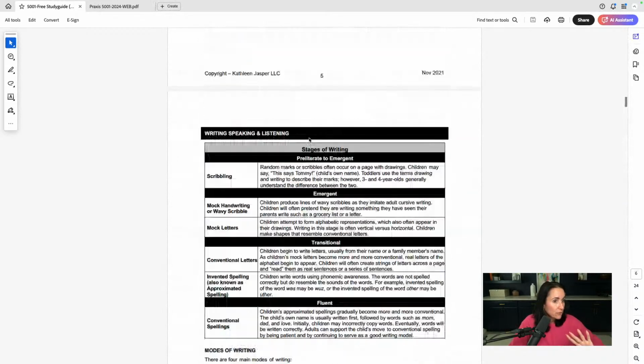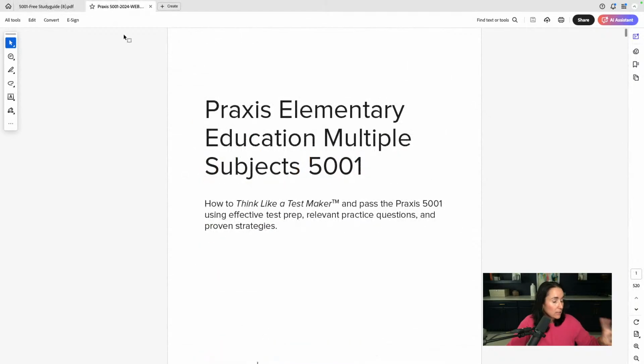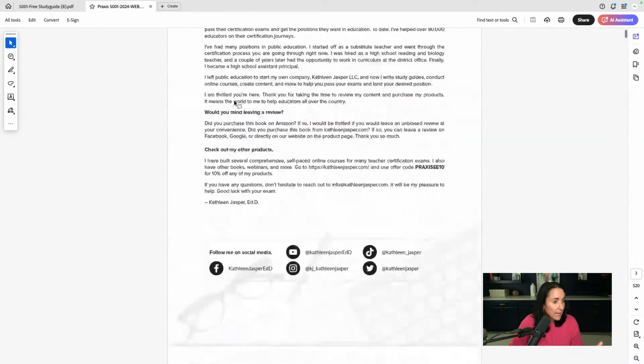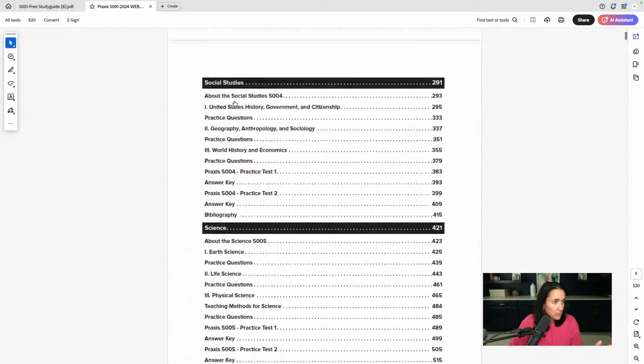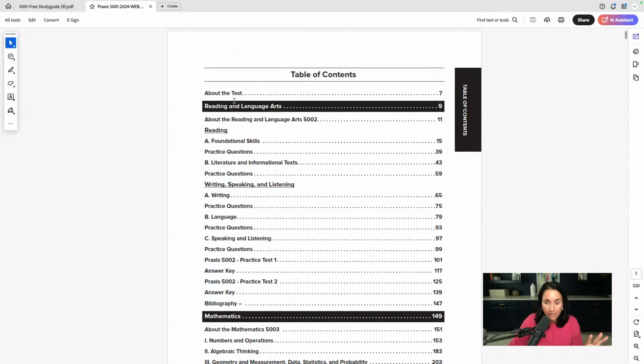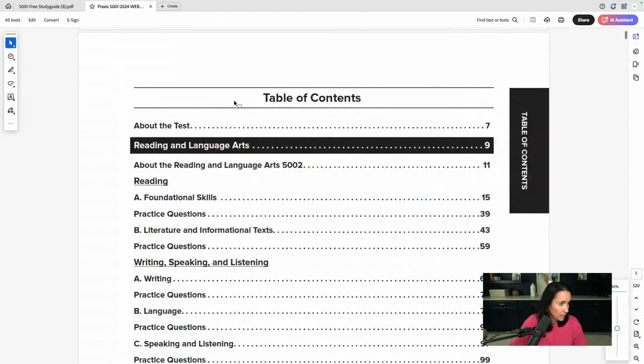Okay. So this is the free study guide that comes with the webinar. This is the paid study guide. And you can see it is 519 pages. Let's just use this study guide's table of contents so you can see the different sections.